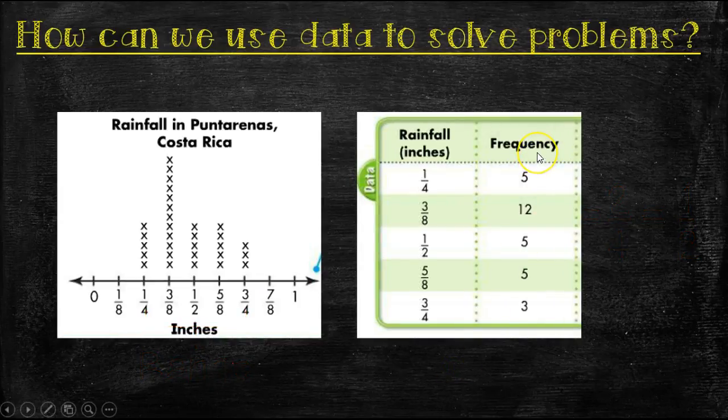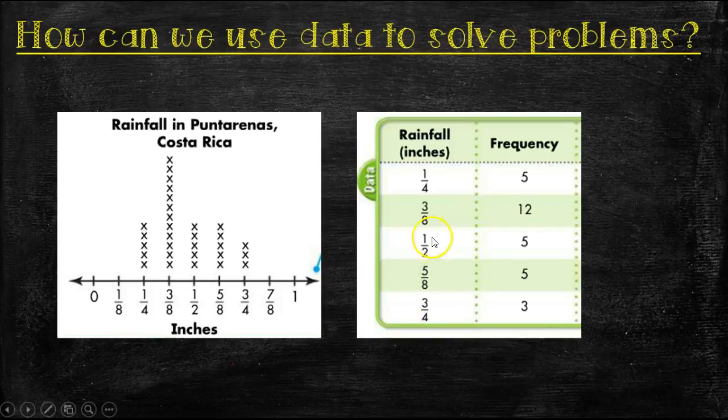So now we're going to add to our frequency table by adding the frequency on here. So how many days was the rainfall exactly 1/4 of an inch? So here it's 1, 2, 3, 4, 5 for 1/4. So we put that there. So here it was 12 days at 3/8. Here it was 5 days at 1/2. Here it was 5 days at 5/8. And here it was 3 days at 3/4.